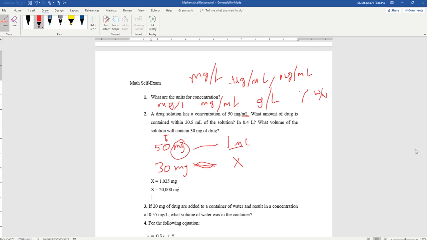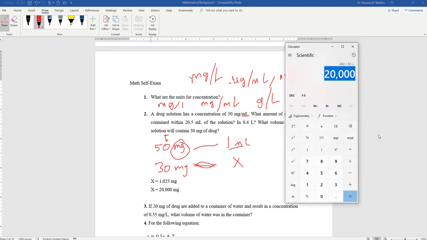So what do I do now? With the calculator, I have to multiply 30 divided by 50, equal to 0.6. So the answer will be X.